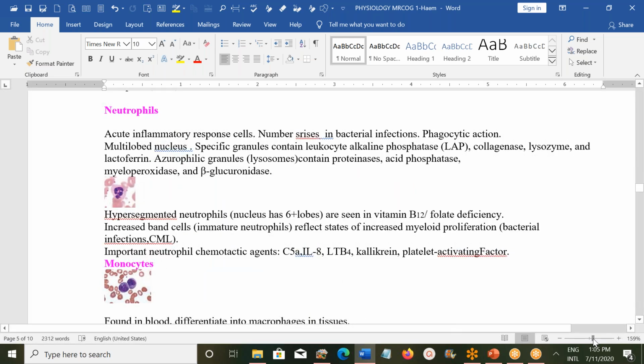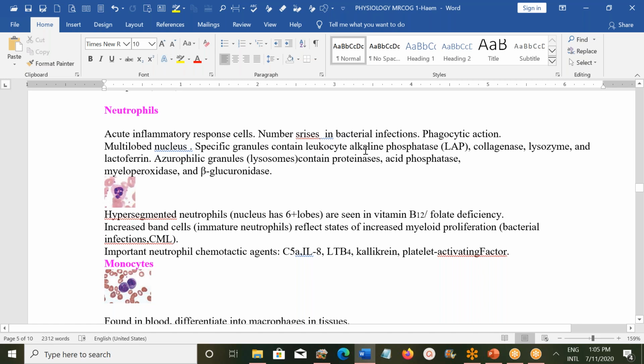Usually they will have about six lobes. If they tell you that this is hypersegmented, then it means that it will have more than 6 lobes. They have phagocytic actions, a multi-lobed nucleus, and specific granules.